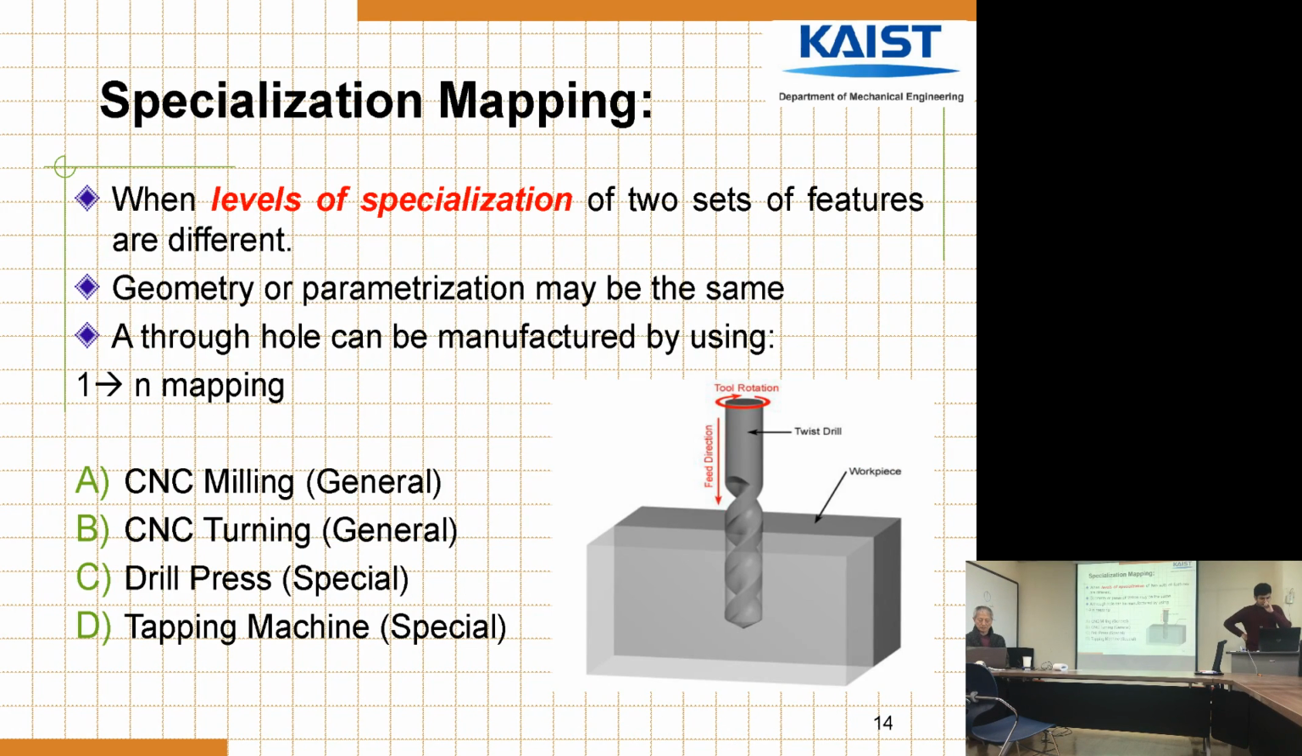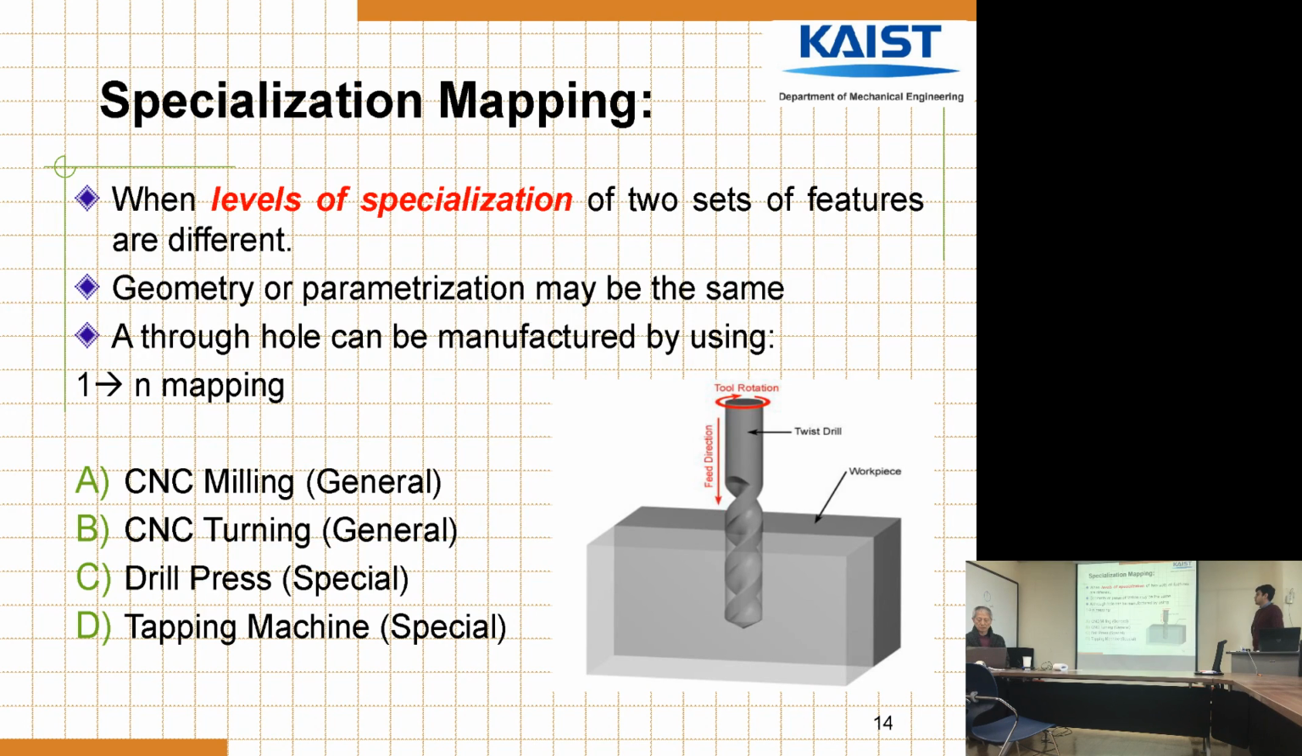The third type of the mapping classes is specialization mapping. When the levels of specialization of two sets of features are different, geometry or parameterization can be the same. Like the previous example was different parameterization. An example here is this hole, which is a design feature. We know it has a cylindrical face, a bottom flat face, a simple hole.